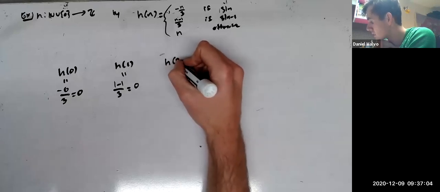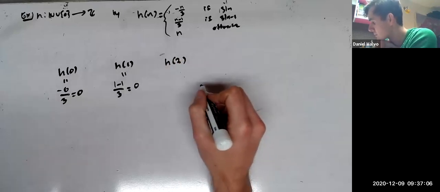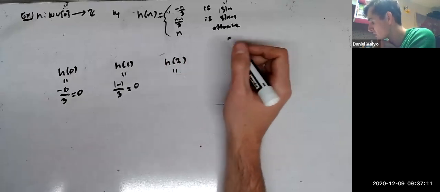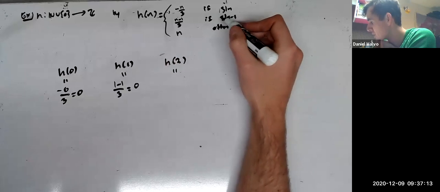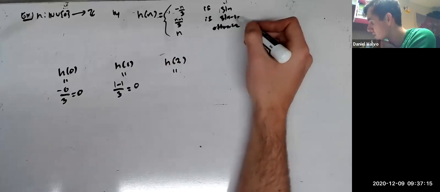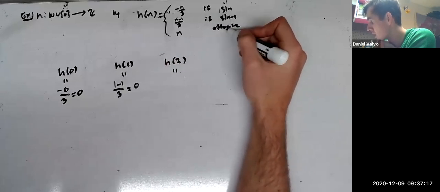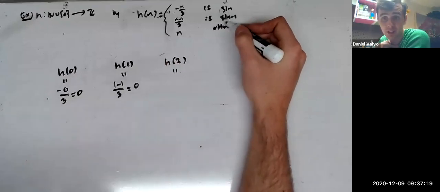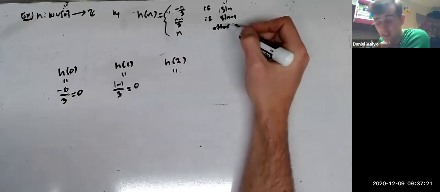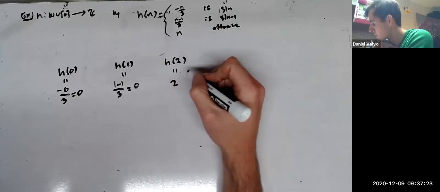Now, h of 2 is an interesting case. So h of 2, oh, actually, no, I'm sorry, it's not that interesting. H of 2, 3 does not divide n, and 3 does not divide n minus 1. So we go to the otherwise case. 3 does not divide 2, 3 does not divide 2 minus 1, which is 1. So we go to the otherwise case. So we output just n, which is 2.